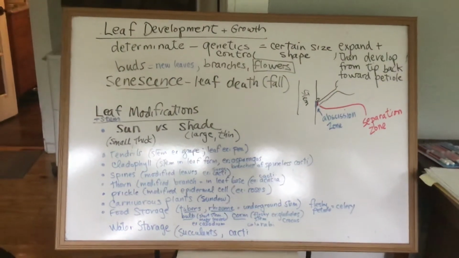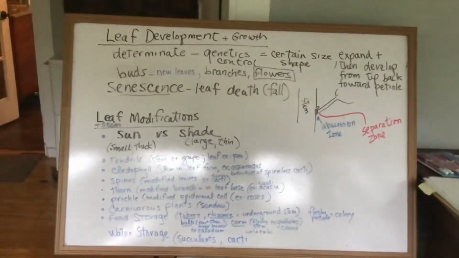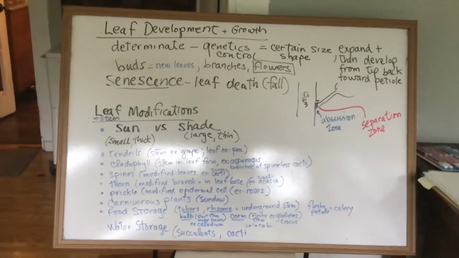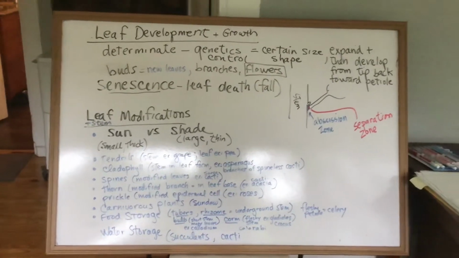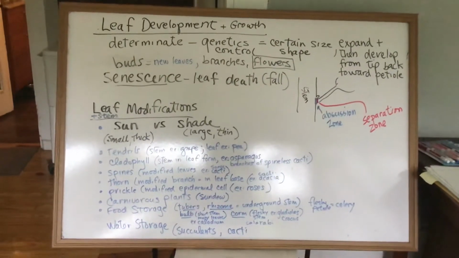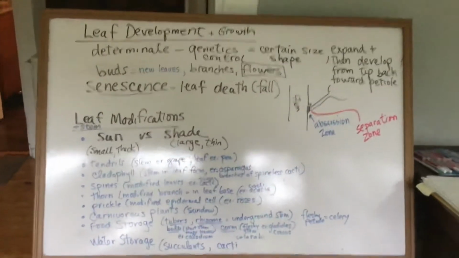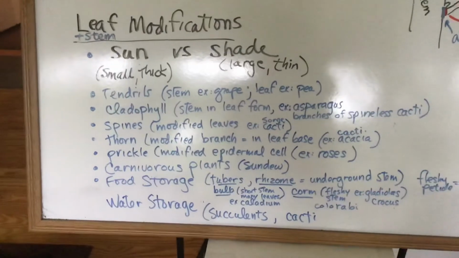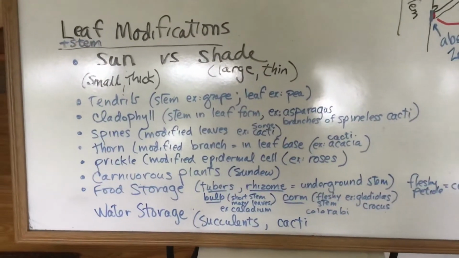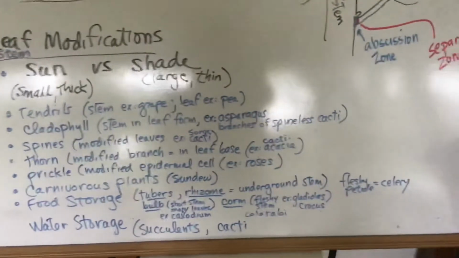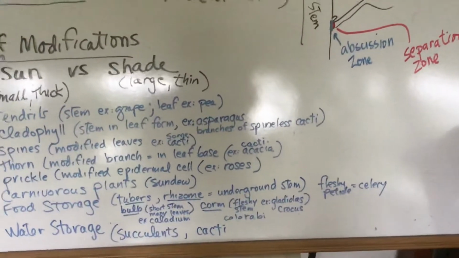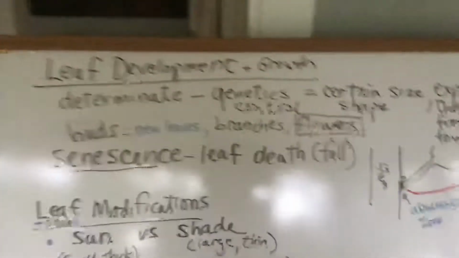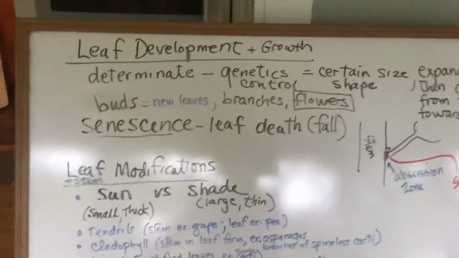Finish up with leaves, we're going to talk about leaf development and growth, and then senescence, and then some leaf modifications. So I'm going to move in a little bit closer so you can maybe take some notes here on all of the different modifications. And this part over here. Okay, so first of all, let's just talk about leaf development.